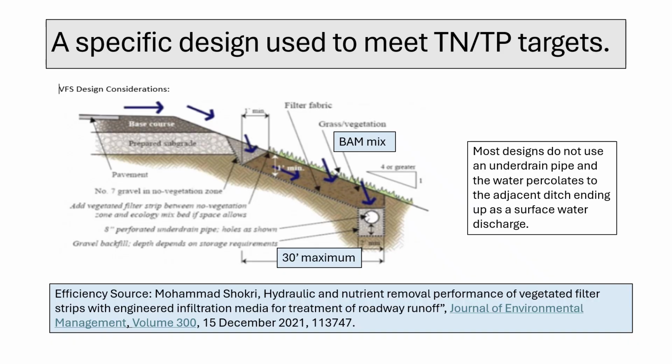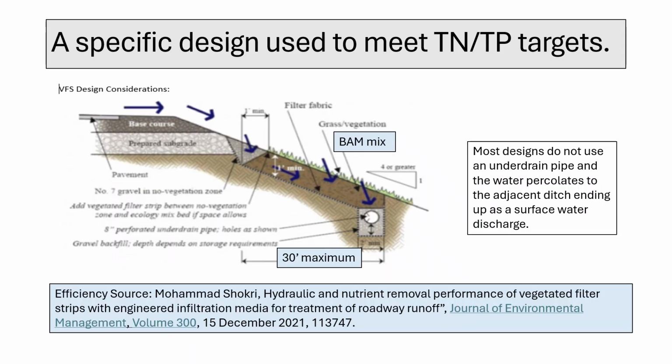One specific design approach for meeting total nitrogen and total phosphorus targets involves the use of a BAM mix within a vegetated filter strip configuration. The maximum width for which we have reliable performance data is 30 feet, and that boundary is important to respect when applying this design in practice.